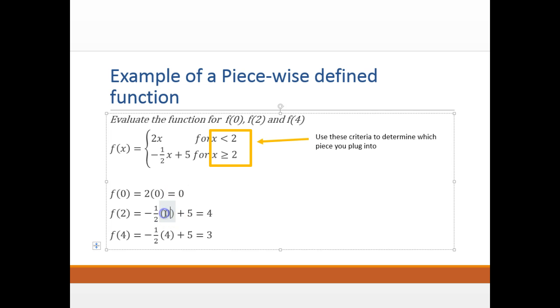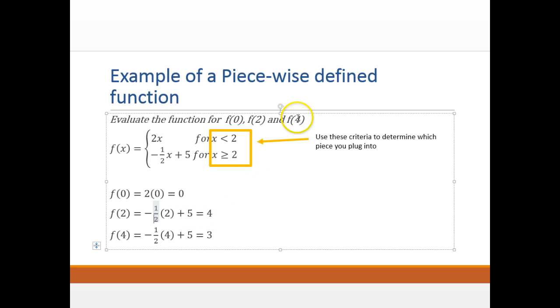The next one, I'm going to be plugging in 2 into this bottom piece because 2 is my x value, and 2 is not less than itself, but 2 is greater than or equal to 2. So I'm going to plug it into the bottom piece. So I'm going to get negative 1 half times 2 plus 5, which is just 4.